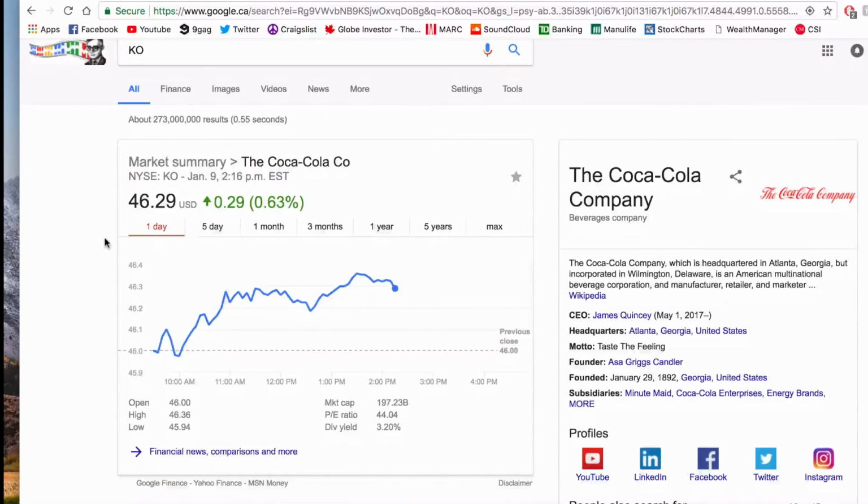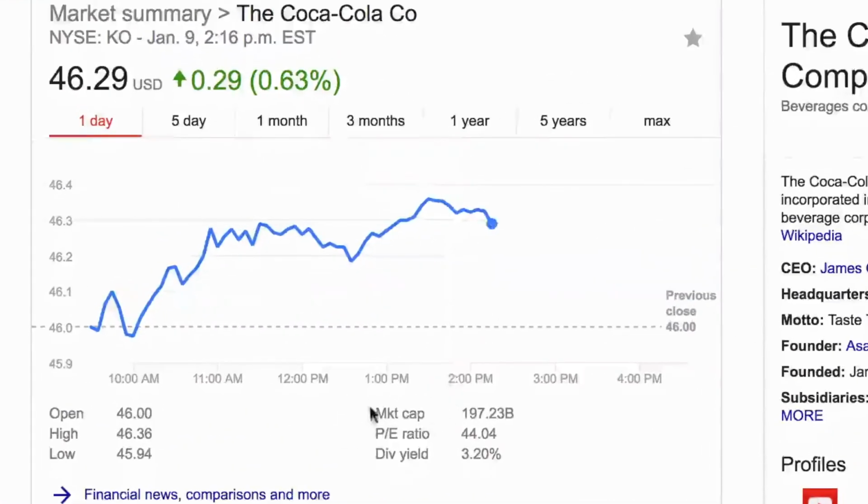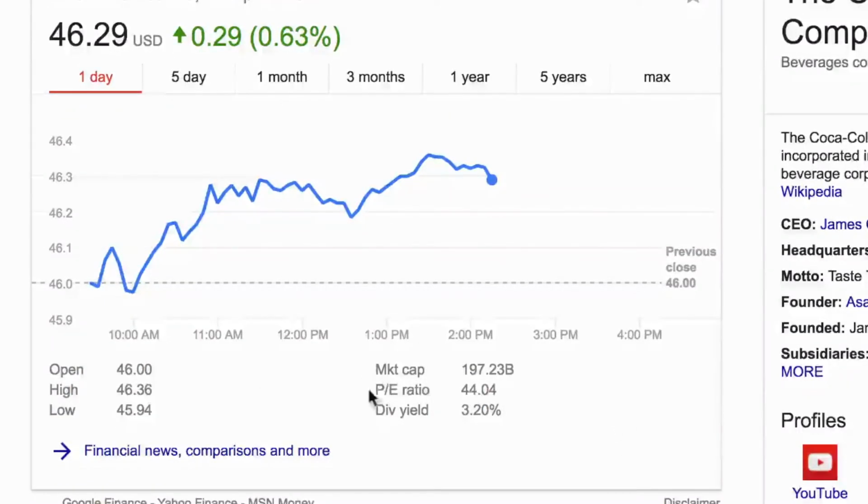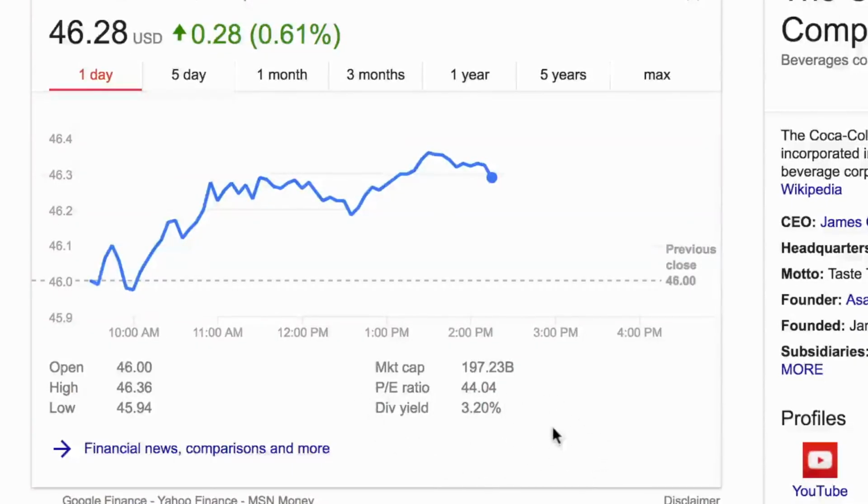KO happens to be the ticker for Coca-Cola, so this is much more what it should look like. Not entirely sure why there wasn't anything populated up there, but Coca-Cola has a market cap of $197 billion. And of course, the market cap is the share price, so this price right here, times the amount of shares that are outstanding. Below, we have a section here for the PE ratio and the dividend yield. And I'll plan to make some detailed videos about these in the future.